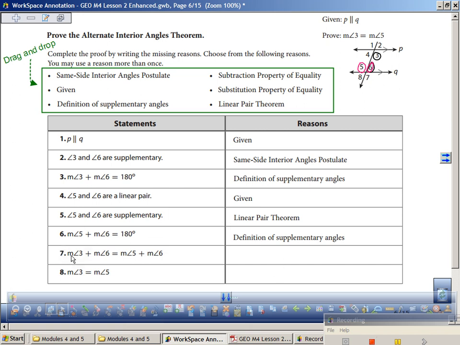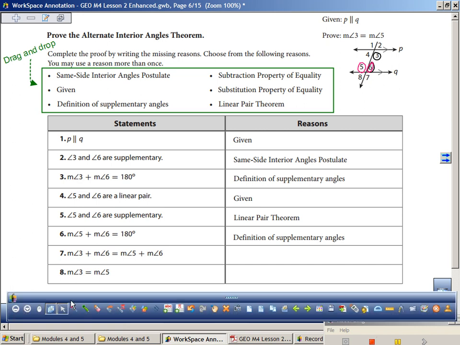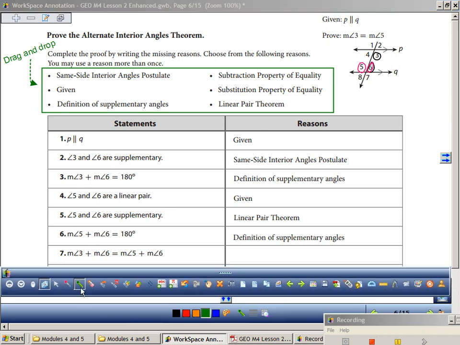Alrighty. So measure of angle 3 plus measure of angle 6 equals measure of angle 5 plus measure of angle 6. Where are they getting that from? Joe, can you tell me where they're getting that from? No, not the picture. 3 and 6. Where do we see 3 and 6 in the previous steps? Because everything I get has to come from something before it. Step. That's exactly what I wanted to hear. Say it again, Joe, louder. From step 3.